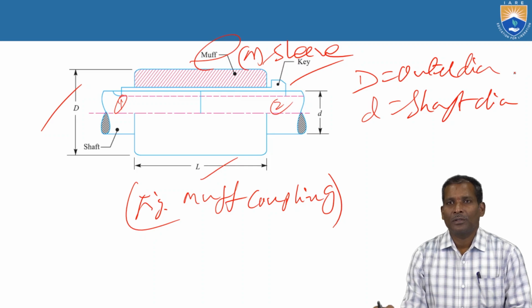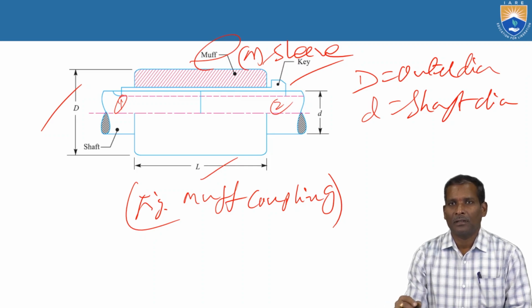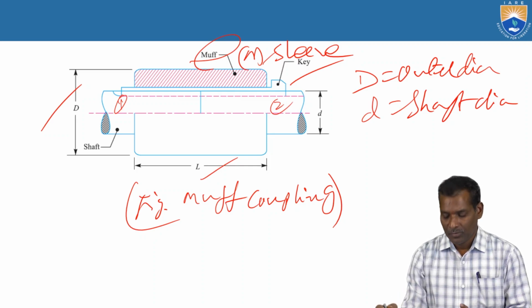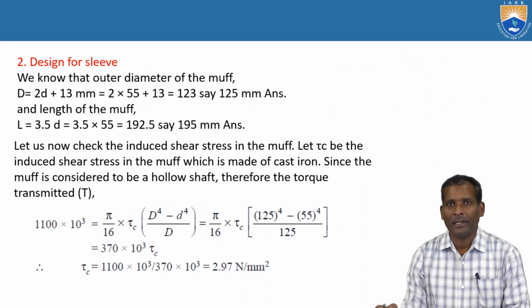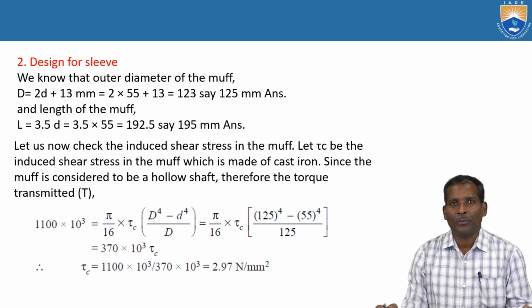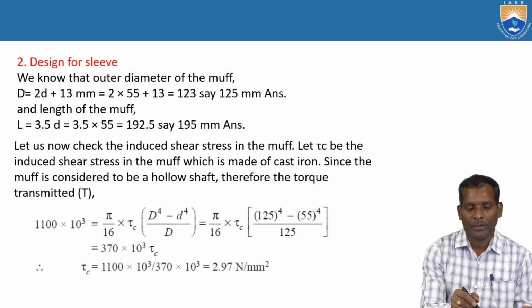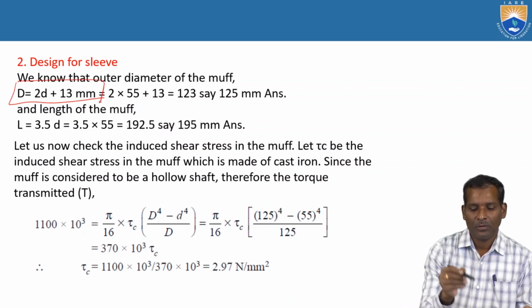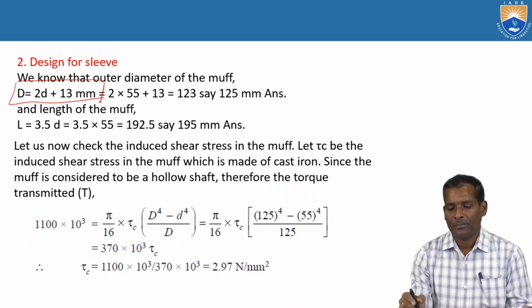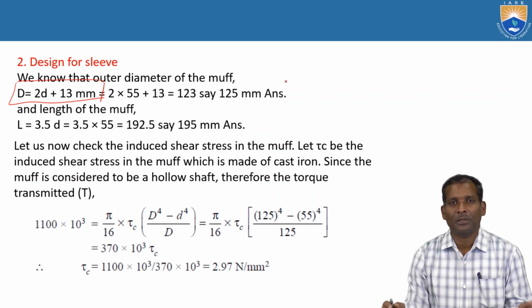Clear? So here the shaft diameter is the inner diameter of the muff or sleeve. The outer diameter you need to calculate. Take the standard empirical relation: the outer diameter of the muff is D = 2d + 13, that is, 2 times the shaft diameter plus 13 mm.